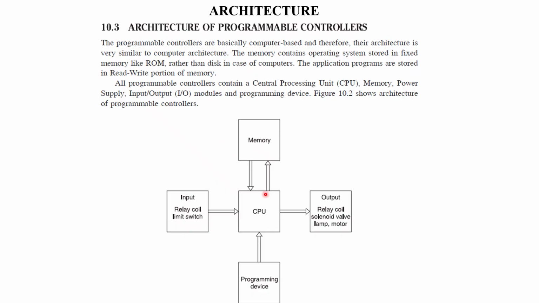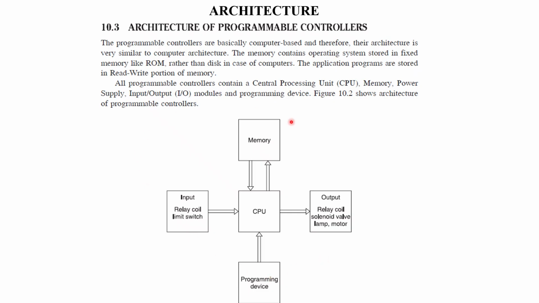Computer architecture we are familiar with. It is going to have a CPU. It is going to have a memory. Memory plays a very important role. It is going to have a fixed memory like ROM rather than the disk of a computer. The application programs are stored in the read-write portion of the memory. In addition to that, it is going to have a central processing unit, a memory, power supply, input output modules and programming devices.